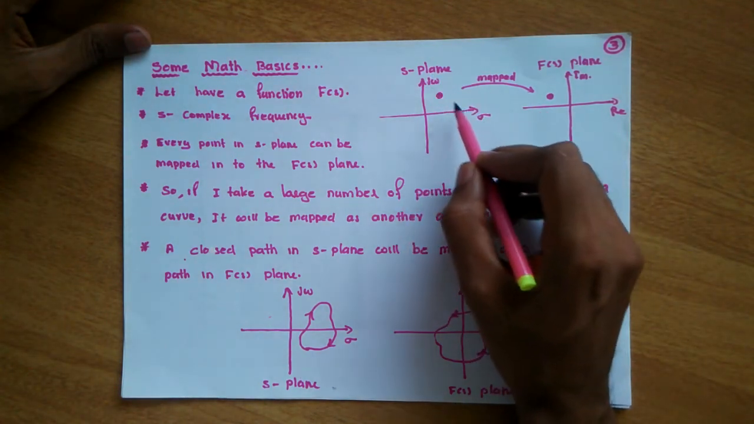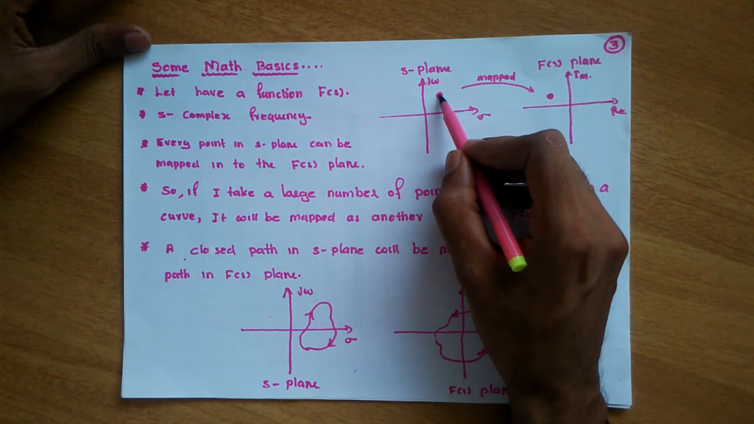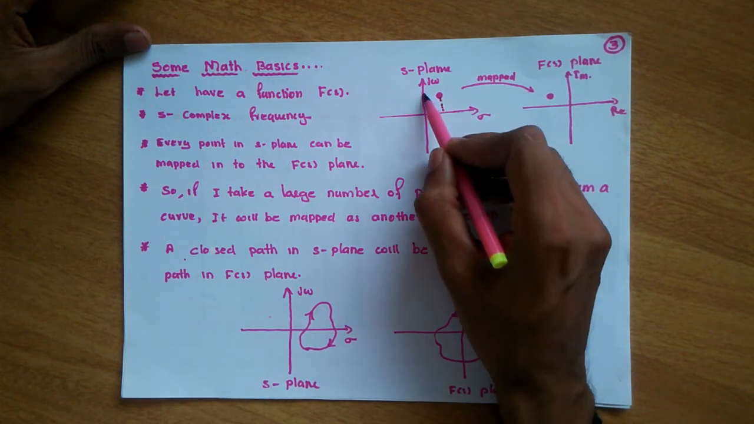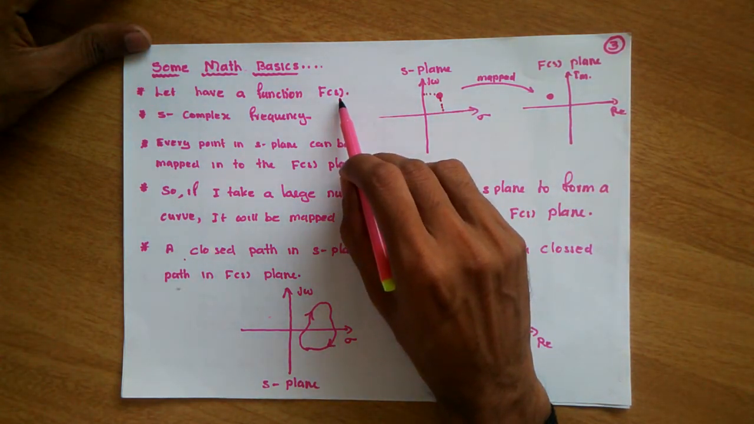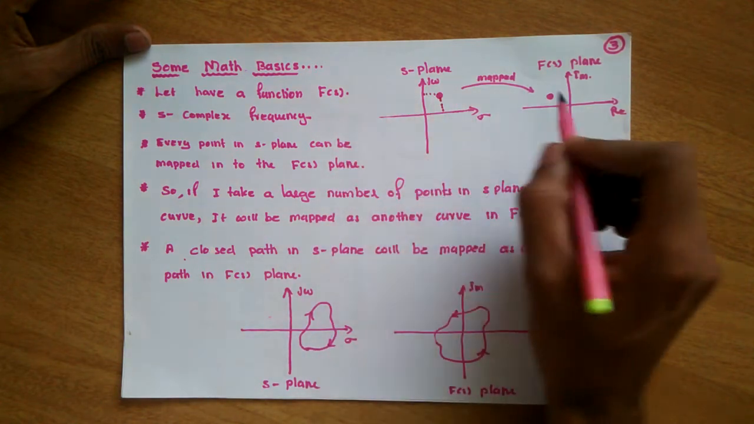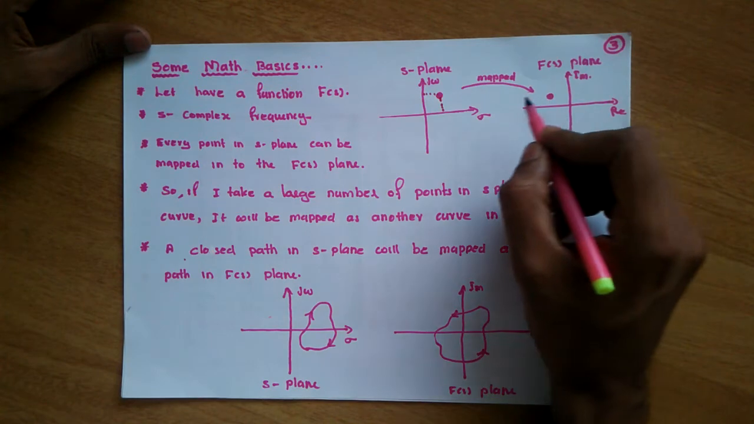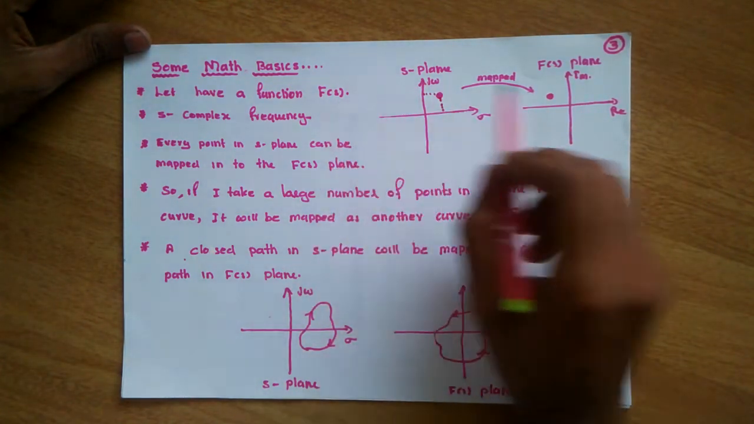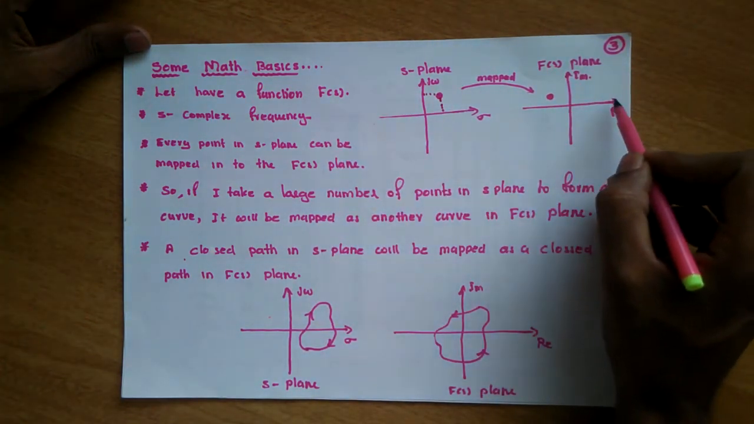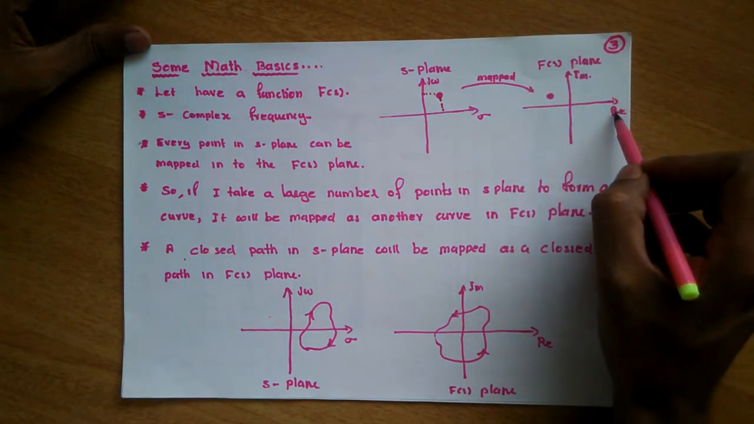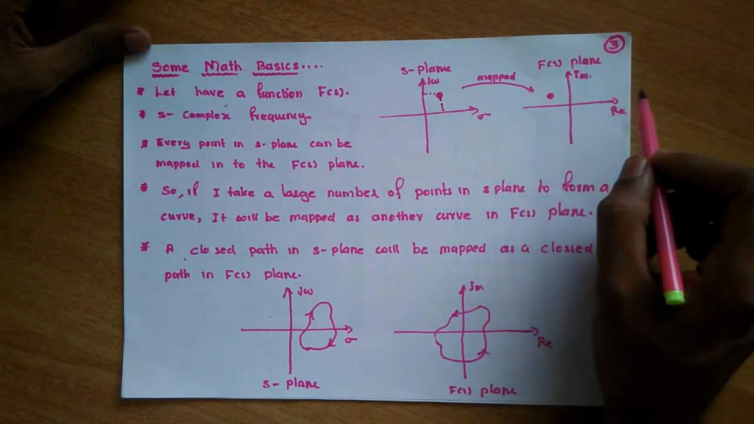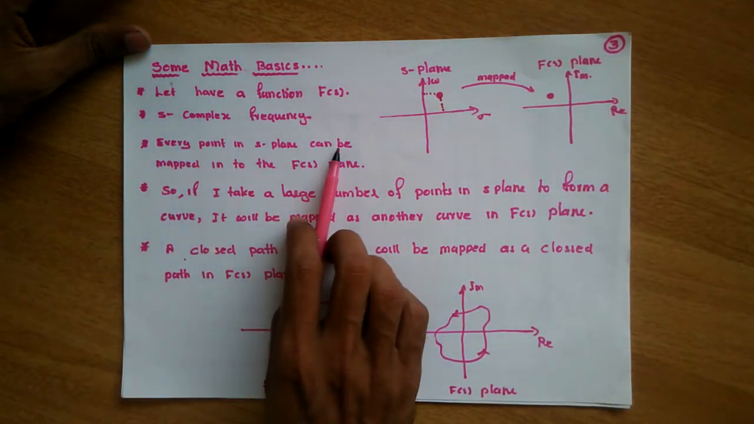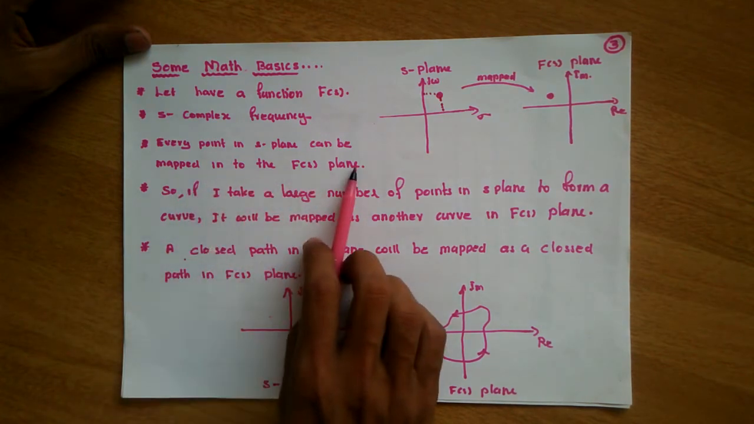So let's assume that in the S plane, I am taking a point here which will be having certain real value and certain imaginary value, and if I substitute this value into the function f of s, I will be getting a value for f of s which also will be a complex number. That means that it also will be having a real part and imaginary part. Such an f of s value I am plotting in a plane called f of s plane, which is having a real axis and imaginary axis. So I will be getting a point in the f of s plane. That means that every point in the s plane can be mapped into f of s plane.